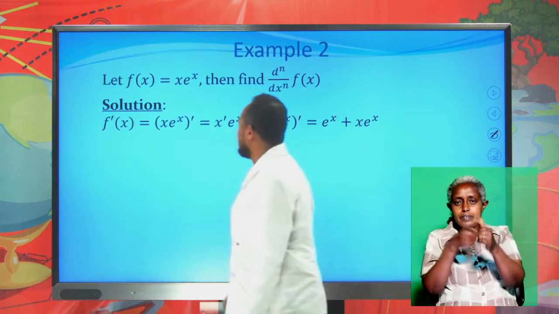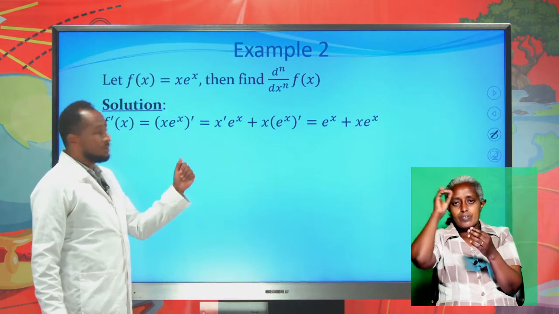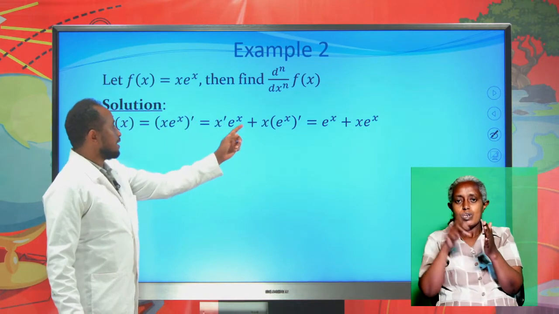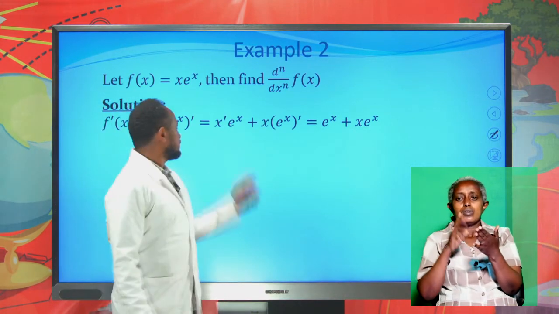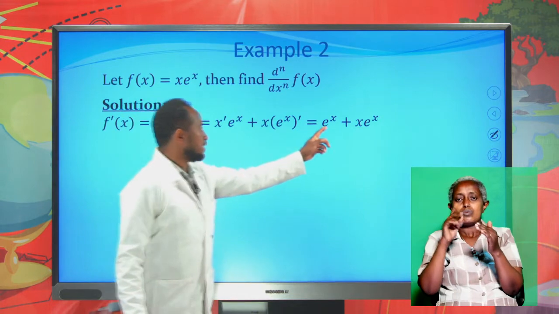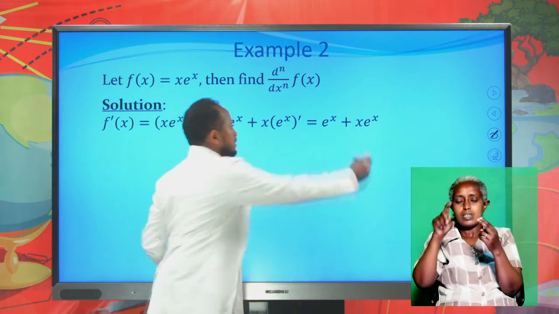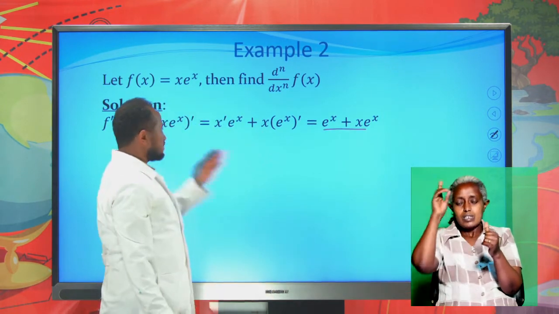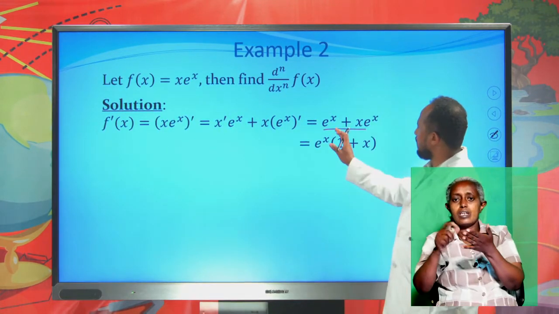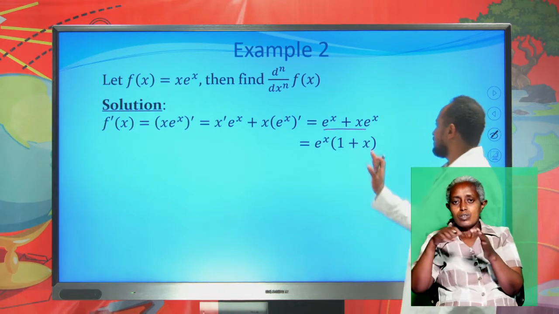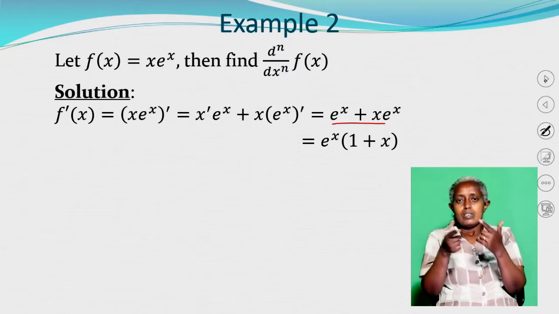The first derivative of this function, x times e raised to x, applying the product rule: x derivative times e raised to x plus x times e raised to x derivative. So this will be the derivative of x, which is 1, times e raised to x, plus e raised to x derivative itself, e raised to x, times x. So the first derivative of this function is e raised to x plus x times e raised to x. Writing this in another form, factoring e raised to x outside, you'll have e raised to x into 1 plus x.